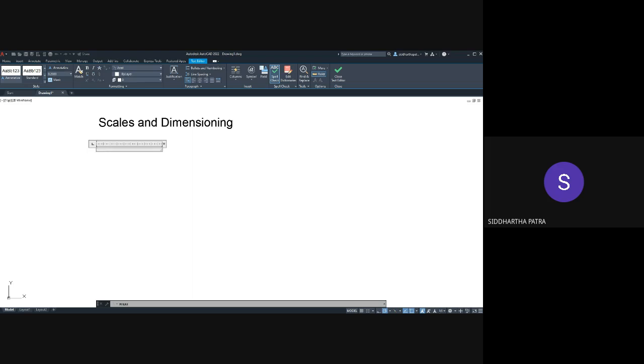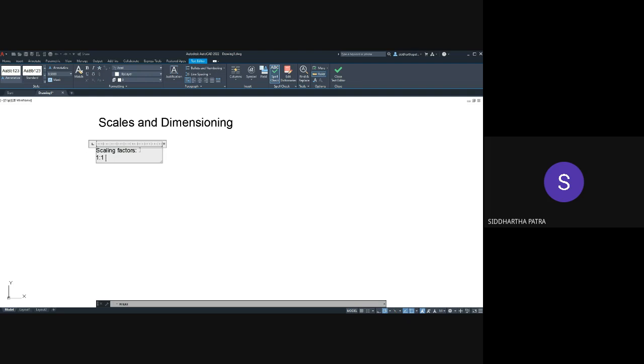Now the popular or generally used scales are usually multiples of 2 and 5. Okay, so that is the decimal system going on there. Scaling factors are typically represented like this. Typical scaling factors would be 1:1 to start with.